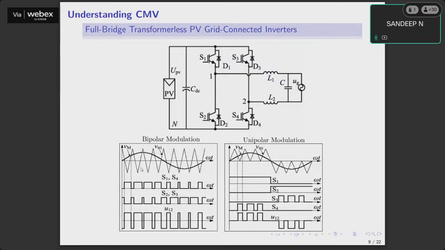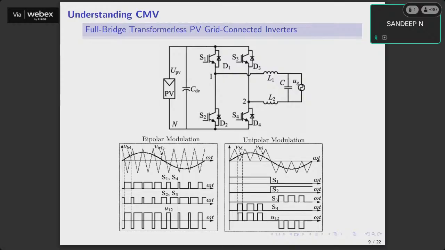So who is going to decide how well it will be tracked? The carrier waveform. The higher the frequency, the nearer the average value will be to a sinusoid. So that is the overall idea of a sine-triangle PWM.